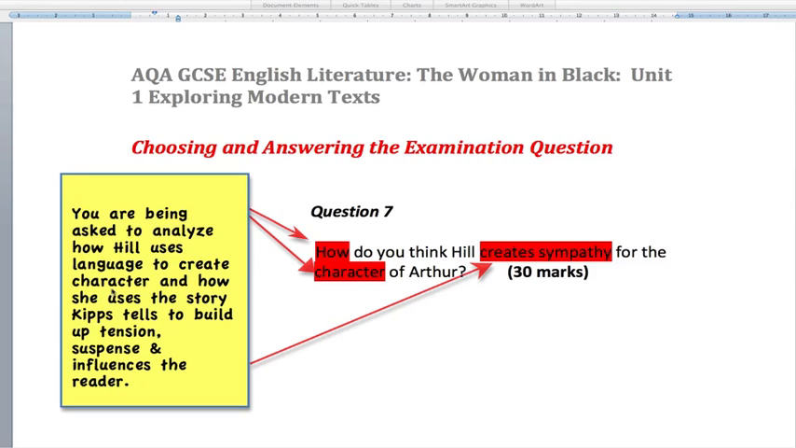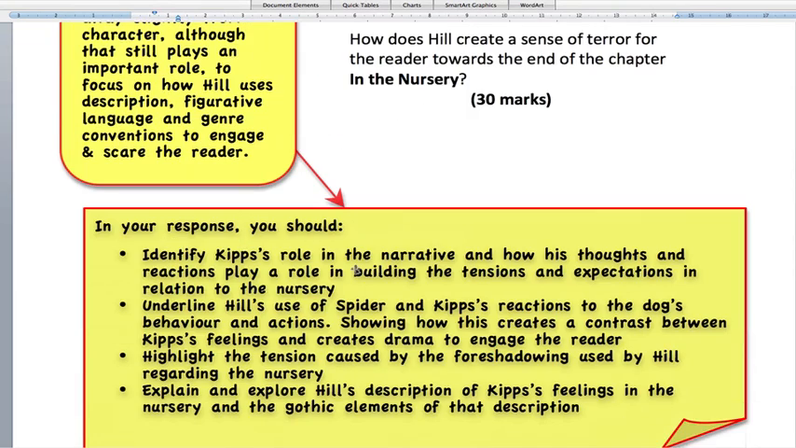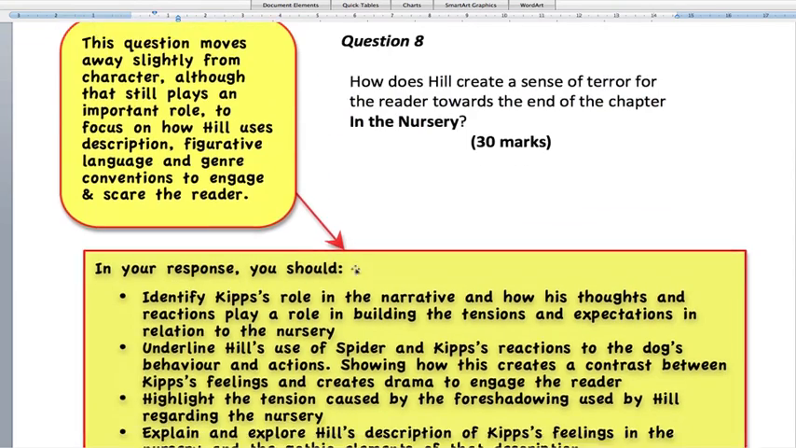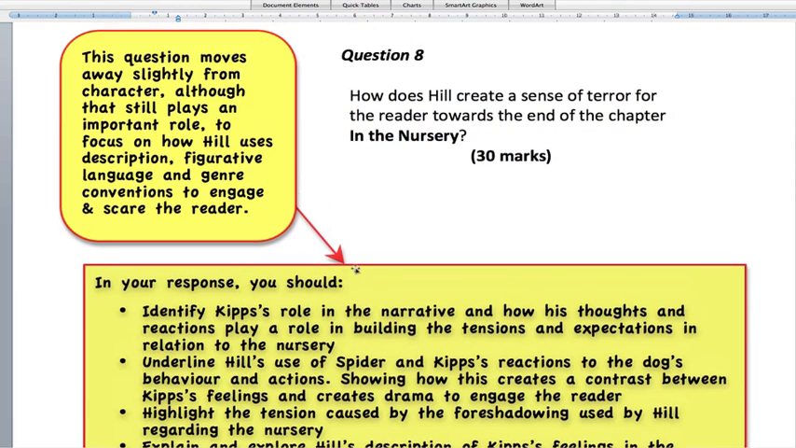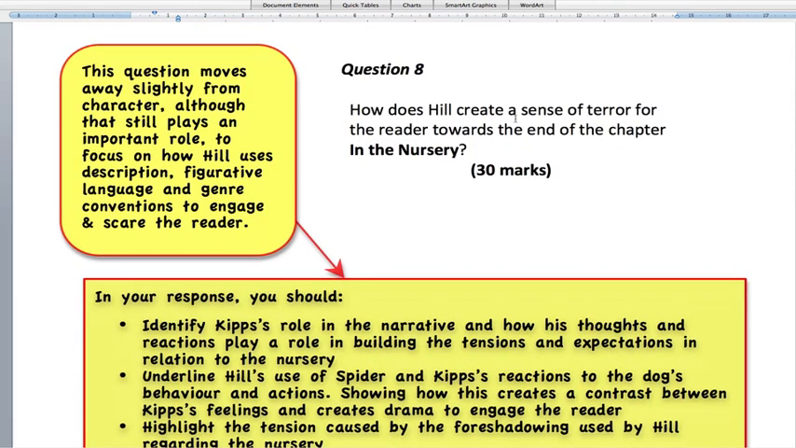Moving on to looking at the next question, question 8 here, there's obviously more detail as you can see. And in question 8 what we have is really a focus completely on the use of language, figurative language and grammatical language by Hill to create impressions upon the reader. So in this sense it's a sense of terror for the reader. You're being asked to consider how Hill uses language and explore how she uses language to engage interest and generate fear in the reader as they read the end of the chapter in the nursery.